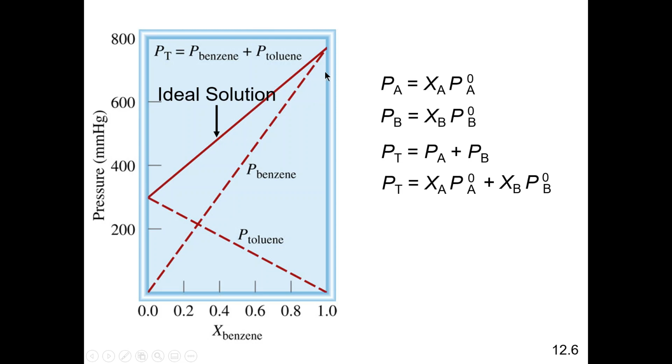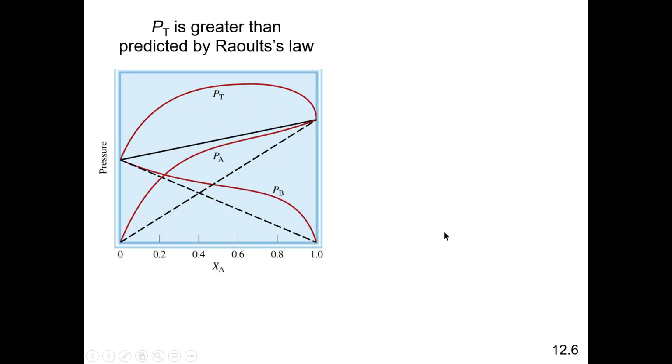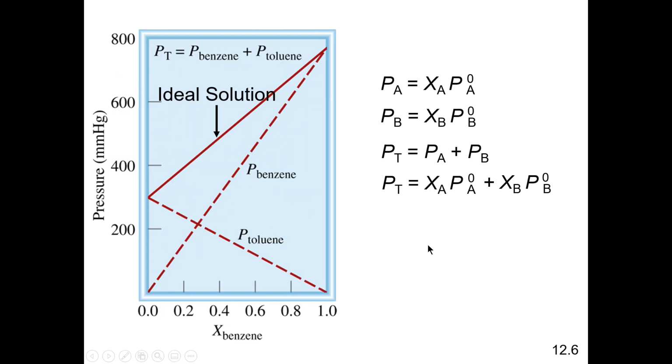So we call this an ideal solution, right? An ideal solution is basically a solution where the intermolecular forces do not change when you mix the two components, right? So in other words, whatever the intermolecular forces of benzene are, and whatever the intermolecular forces of toluene are in the separate components, when you mix them, the intermolecular forces between benzene and toluene would be the same, right? And therefore, we end up with this perfect straight line, which would be the case for an ideal solution, which is what is happening in the case of benzene and toluene.